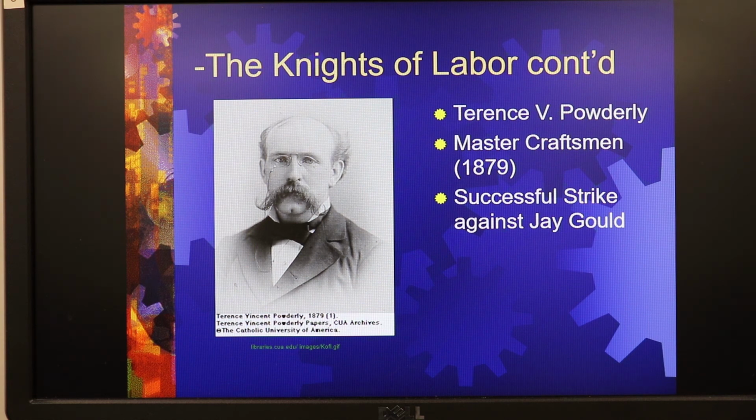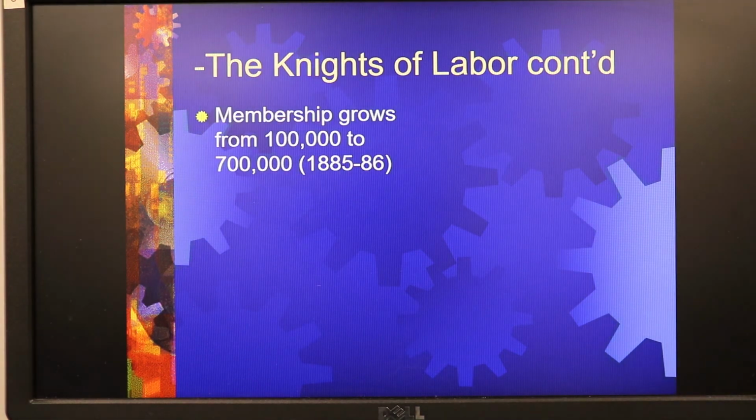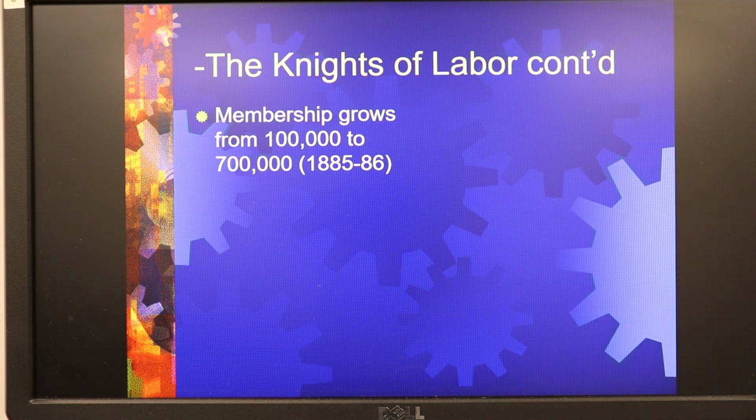Basically, Gould had reduced wages on the Missouri, Kansas, Texas, and Wabash Railroad. Organizers moved in and Gould received full pay. Well, was this truly a desperate sign to some desperate people that something could work? Yes. His membership grew from just 100,000 to 700,000 in 1 year, from 1885 to 1886, because he gave the workers hope. Ready for the next slide?